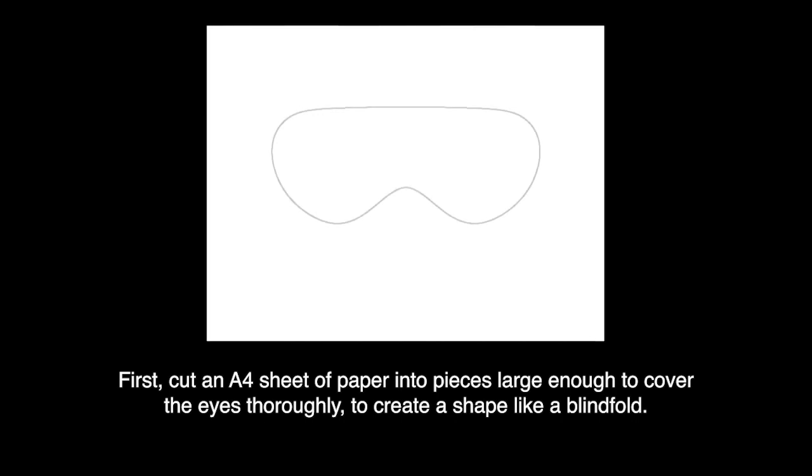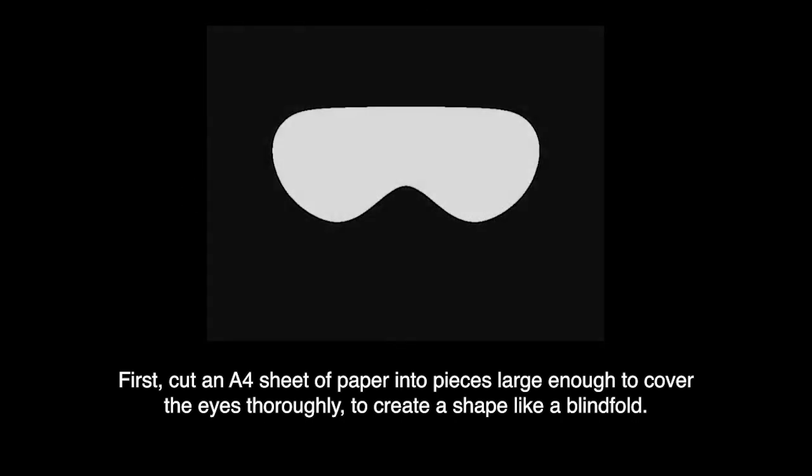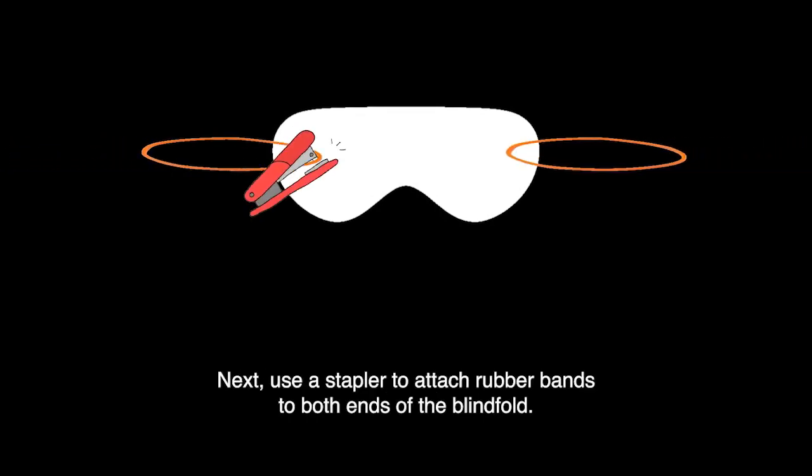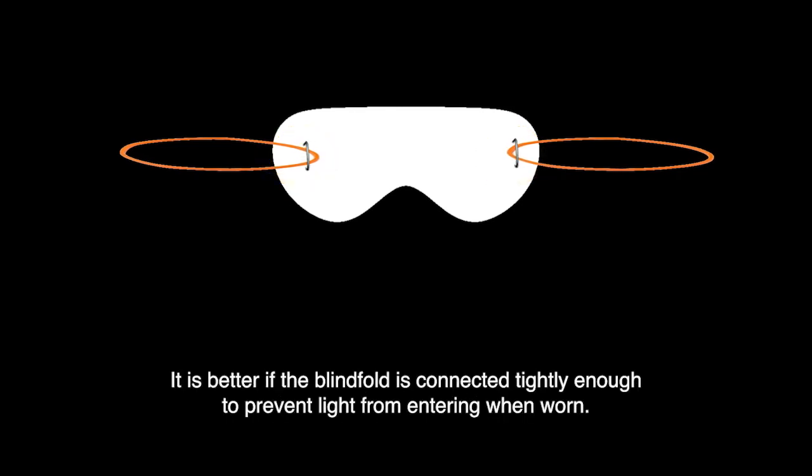First, cut an A4 sheet of paper into pieces large enough to cover the eyes thoroughly, to create a shape like a blindfold. Next, use a stapler to attach rubber bands to both ends of the blindfold. It is better if the blindfold is connected tightly enough to prevent light from entering when worn.